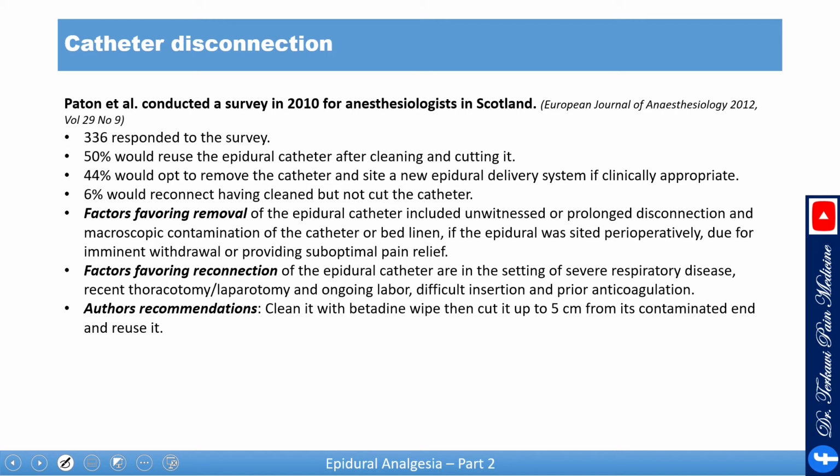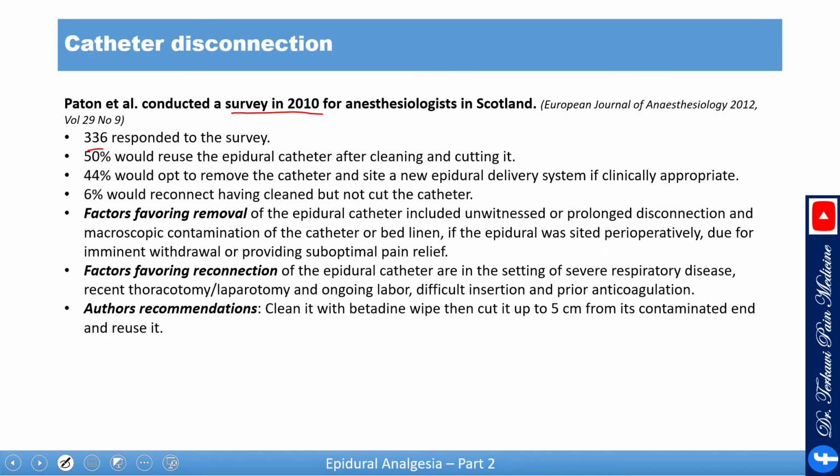This is a survey conducted in 2010 in Scotland, and a decent number of anesthesiologists responded to the survey. 15% of them said they would reuse the epidural catheter after cleaning and cutting it. 44%, very close, would opt to remove the catheter and site a new epidural delivery system if clinically appropriate. Only 6% would reconnect having cleaned but not cut the catheter.